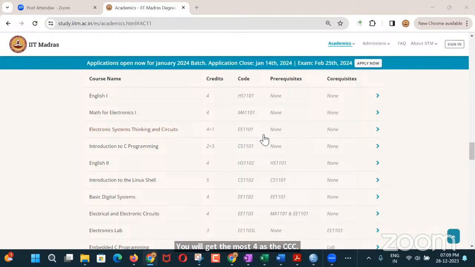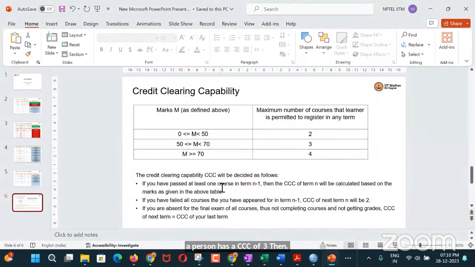Excuse me, sir. One more question. Girish sir, just a follow up on Muthukrishna's question. Suppose a person has a CCC of 3, will that person be able to take 3 subjects and along with that an electronics lab, or will the electronics lab be considered as a subject in the CCC? Electronics lab is a co-requisite for another course called electrical and electronic circuits. Can you just repeat your question?